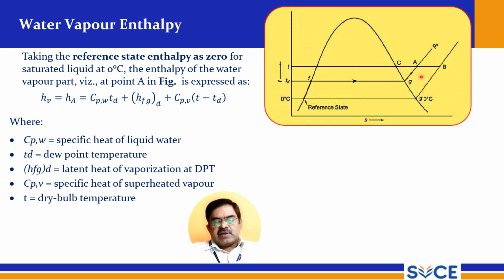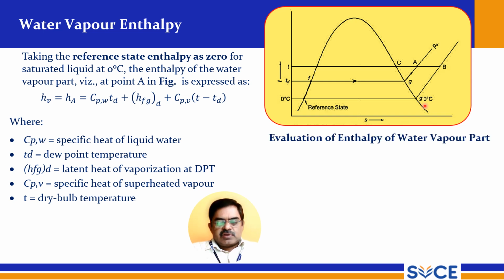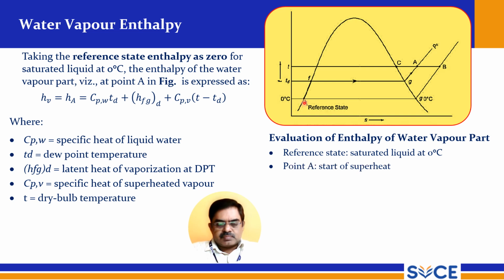So this is the point A to B, and this is G at 0 degree Celsius. So evaluation of enthalpy of water vapor part. So this is water vapor part, and reference state is saturated liquid at 0 degree Celsius. So reference point is 0 degree Celsius. So this is the reference state. And point A, start of superheat. So this is point A. From here the superheat starts.